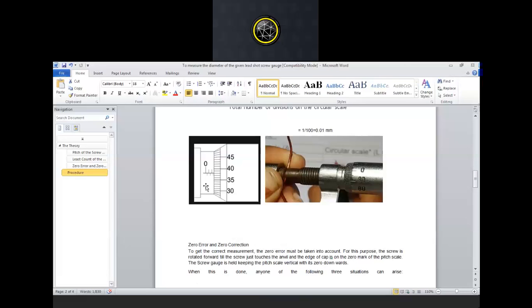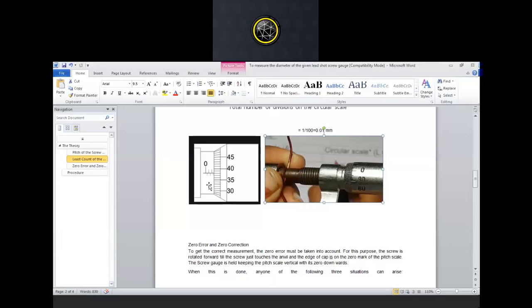Now see here, suppose after putting the wire like this in this image, we have to put the wire like this, and we have to rotate the thimble and get it tight. After getting it tight, we have to see in the main scale, the linear scale, how many lines we can see there. 2 lines in the upper head, that means 2, and one line is below, that means 2.5. See, the below line was 0.5.